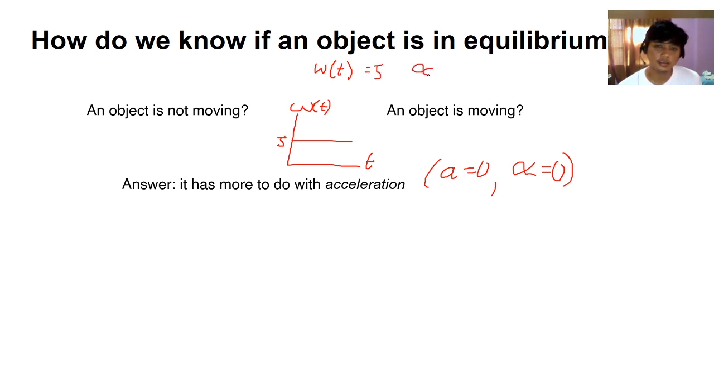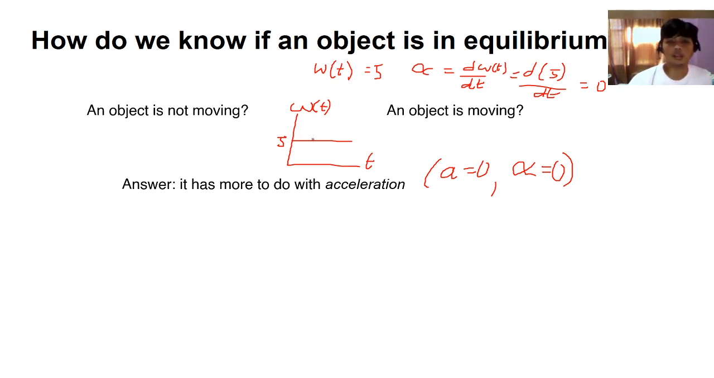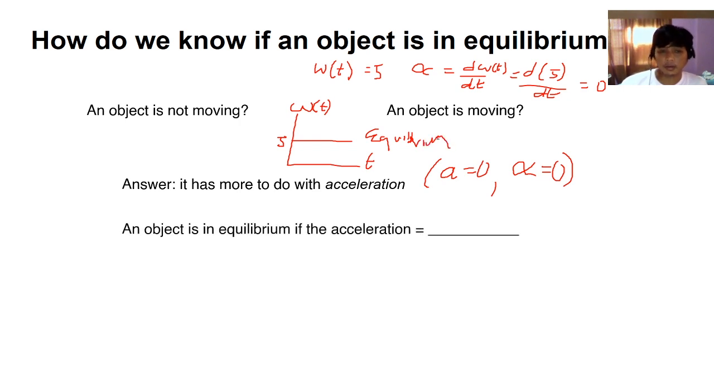Now, if you get the angular acceleration, you get the derivative of omega of t. And what is the derivative of a constant? You'll get the derivative of 5, and you'll get 0. The steepness is 0. This is an example of zero acceleration. This is an example of equilibrium. An object is in equilibrium if it is not accelerating.